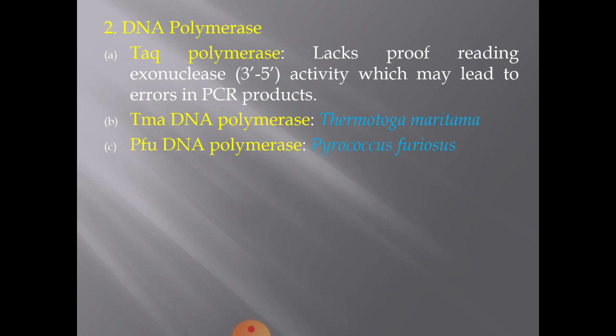So nowadays, people use TMA DNA polymerase, which is isolated from the bacterium Thermotoga maritima. So TMA DNA polymerase is used, and another DNA polymerase of our choice, all three are thermostable, is Pfu DNA polymerase isolated from Pyrococcus furiosus. Okay. So of the three you can use any one. Taq polymerase has this drawback of lacking proofreading exonuclease activity.